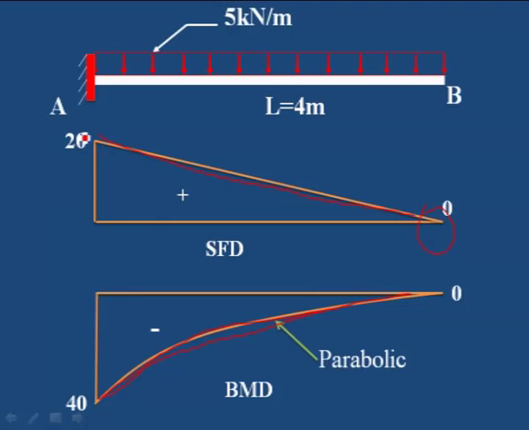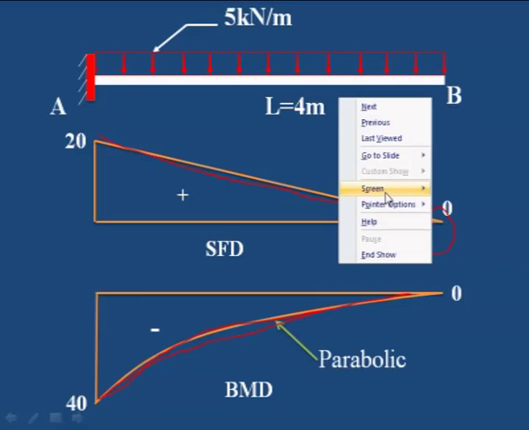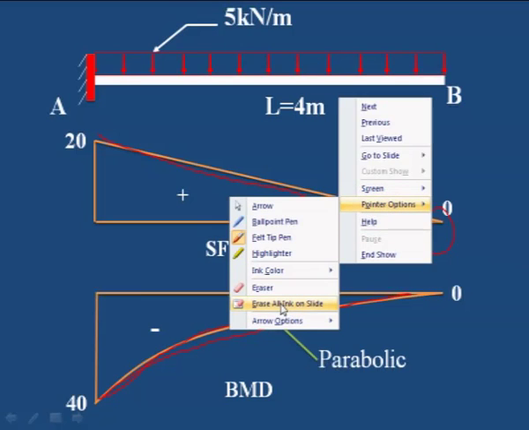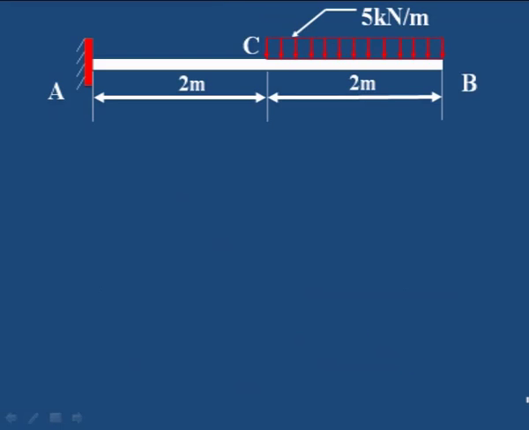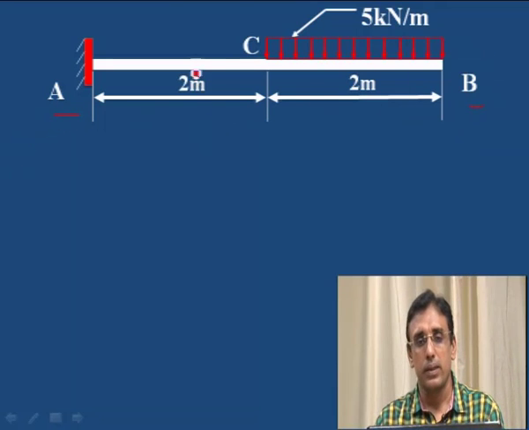Let us consider the next problem where the uniformly distributed load is acting over half the span. Say this is the beam, a cantilever beam carrying a uniformly distributed load over half of its length. 4 meter is the total length and the load is acting over 2 meter from the free end. Let us mark these points A, B and C. We have to find the bending moment and shear force values at B, C and A.